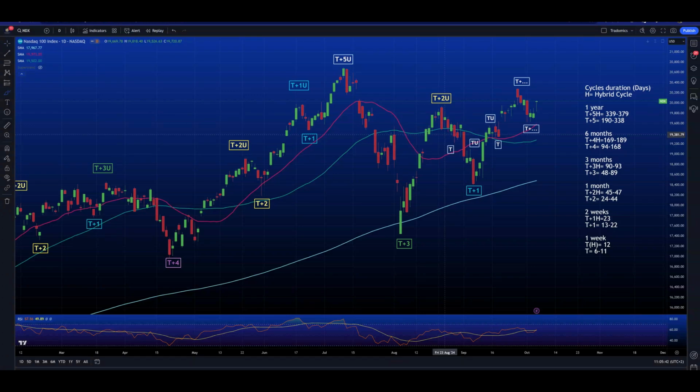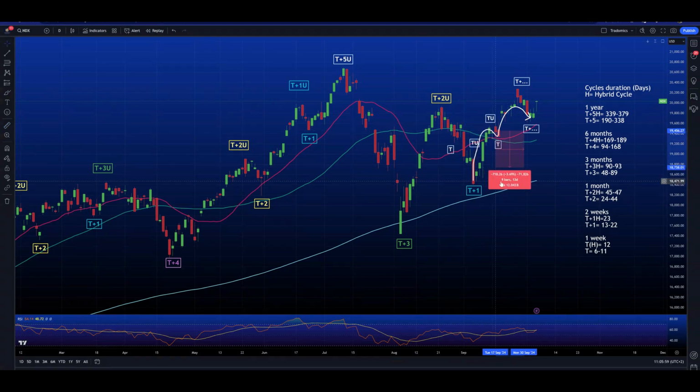For a matter of completeness, I also added the weekly cycles, first weekly cycle and second weekly cycle. You can always check the duration. The first weekly cycle lasted 8 days, and the second weekly cycle lasted 9 days, and I've done the same for the upward cycles.